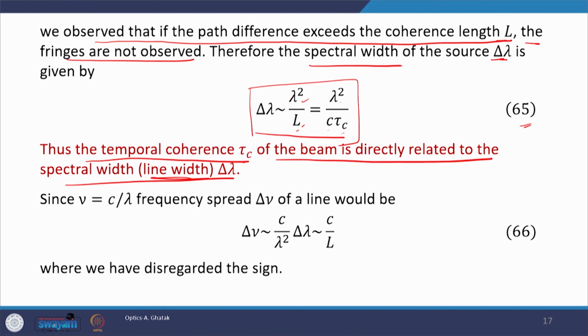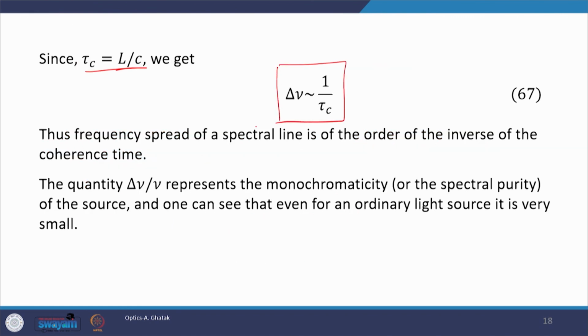Now, once we know the relation between wavelength width and coherence time, then we can quickly calculate the relation between delta nu, the frequency width or frequency spread, and the coherence length or coherence time. How to do this? We know that frequency nu is equal to c by lambda. Then delta nu, which is the frequency spread, can be calculated by just taking the derivative of this relation, and from here we get this relation between frequency spread and coherence length. The sign we have neglected because it does not play any role here, we are just interested in the numbers. Now, since tau c is L by c, we substitute the expression here, then delta nu is inversely proportional to tau c, the coherence time. Therefore, the frequency spread of a spectral line is of the order of the inverse of the coherence time.